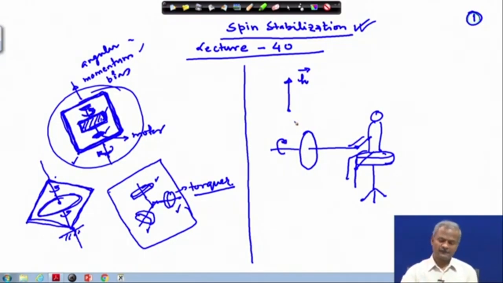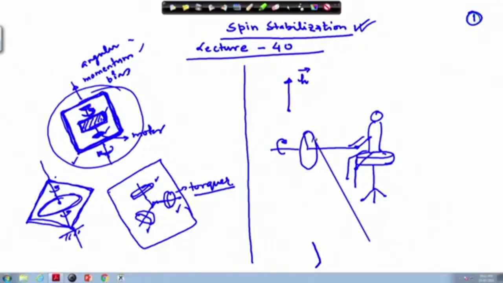So it is something like this. Suppose this is the axis. Around this axis it is rotating like this. So, there is a wheel, or you can think of a cycle wheel. Suppose this is a cycle wheel, and here this is your axle, and this wheel is rotating in the anti-clockwise direction.